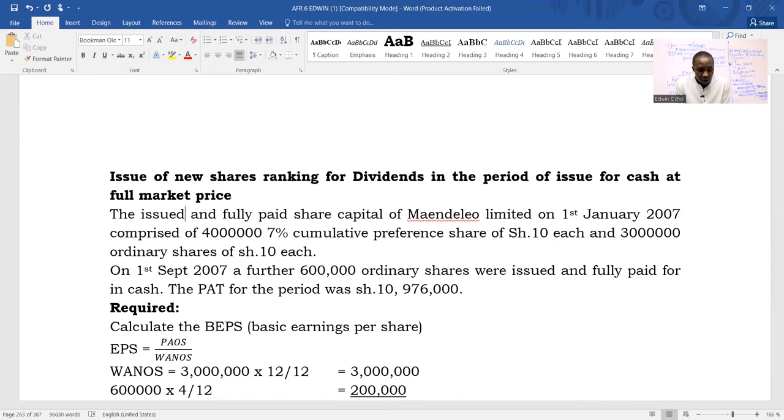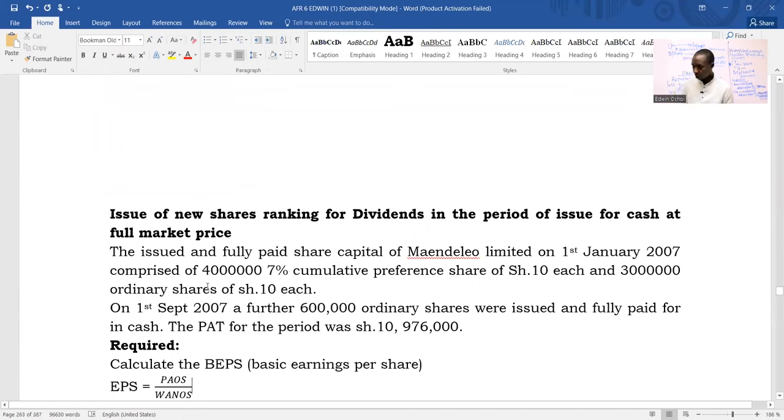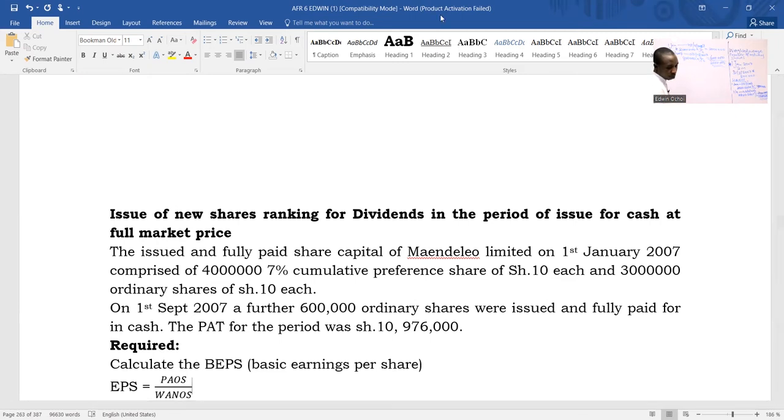The profit after tax for the period was 10,976,000. So calculate the basic EPS. The formula is powers over owners. Sorry, the powers over owners. So according to this illustration, without just at least we can do something on the whiteboard, they need basic EPS. And you know now the formula is powers over owners. It's all about the powers over owners.